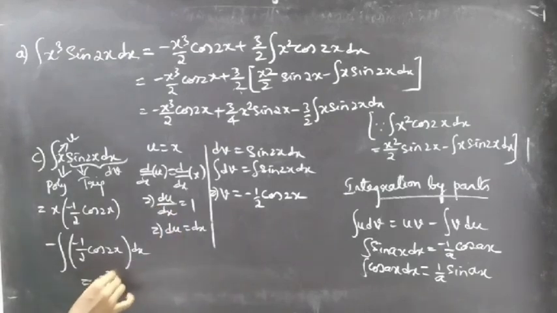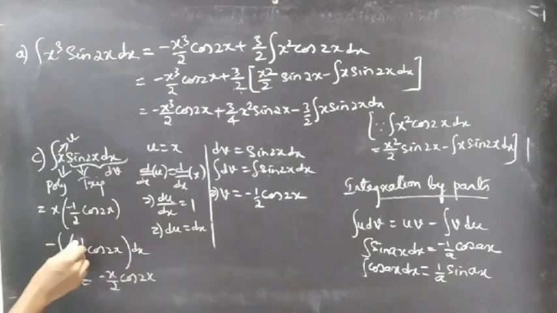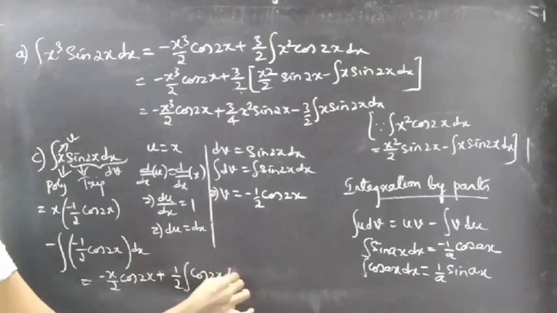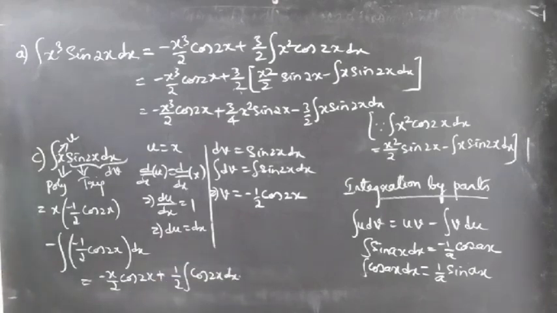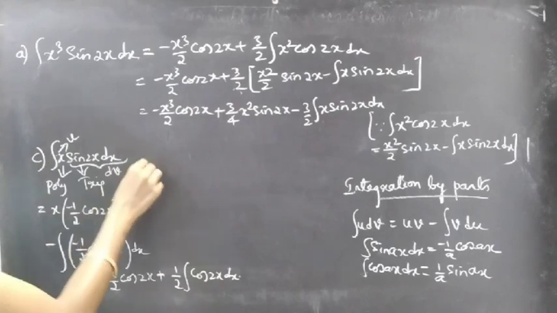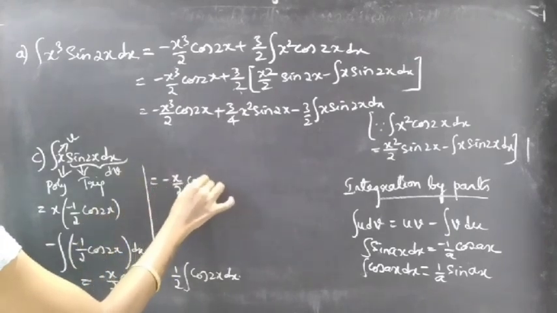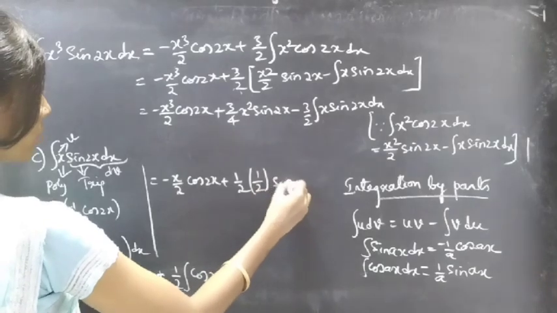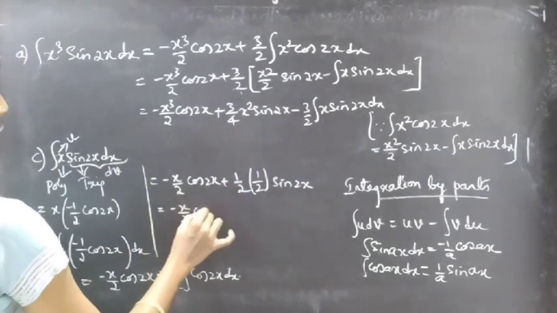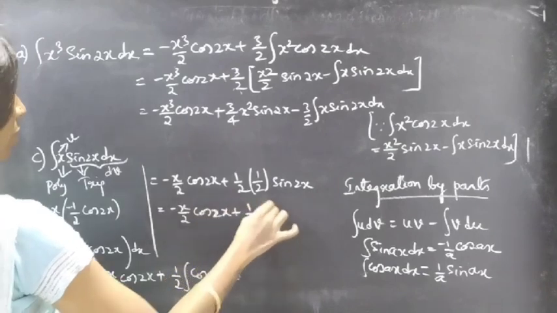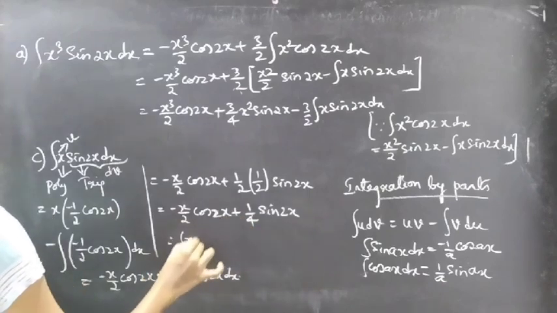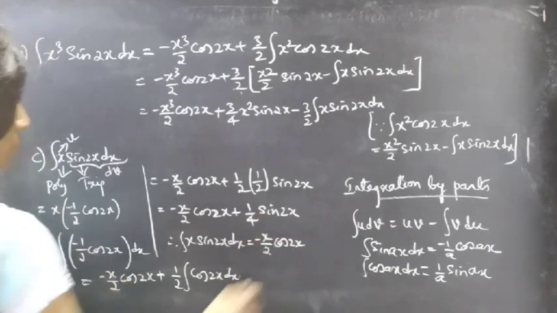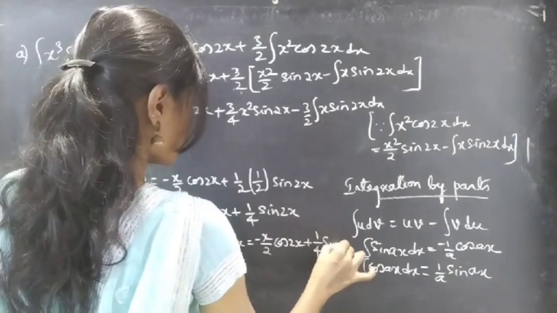Okay, that gives us minus x by 2 cos 2x, minus into minus plus, write the constant 1 by 2 outside the integral, we'll have 1 by 2 integral cos 2x, right? It gives minus x by 2 cos 2x plus 1 by 2 into integral cos 2x dx, which is 1 by 2 sin 2x, right? Which gives us minus x by 2 cos 2x plus 1 by 4 sin 2x. Therefore, integral x sin 2x dx equals minus x by 2 cos 2x plus 1 by 4 sin 2x.